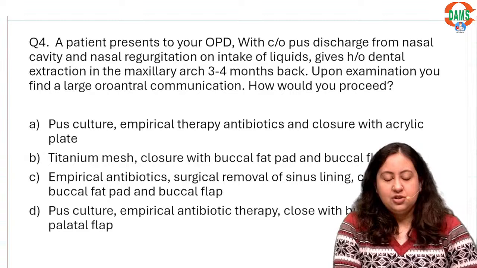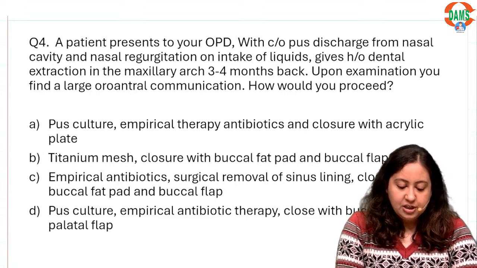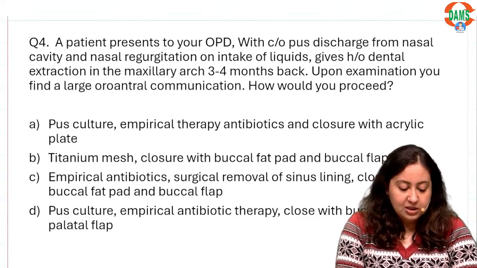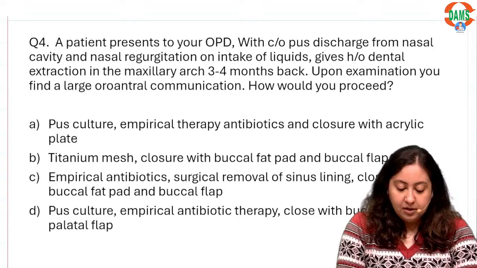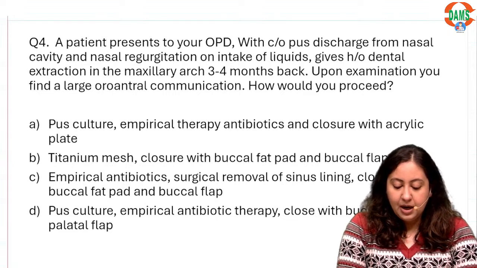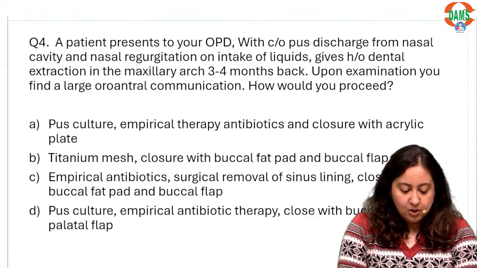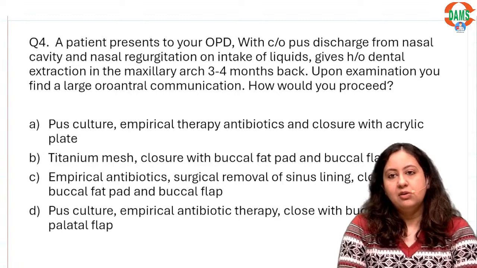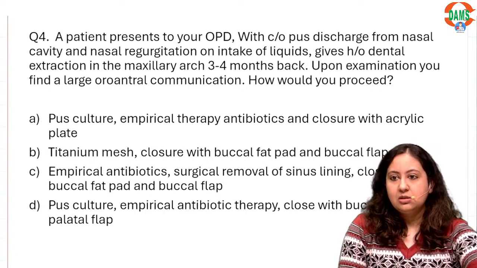Now let's come to the next question. Question 4. A patient presents to your OPD with complaints of pus discharge from the nasal cavity and nasal regurgitation on intake of liquids. Gives history of dental extraction in the maxillary arch 3 to 4 months back. Upon examination, you find a large orodental communication. How would you proceed? Option A is pus culture, empirical antibiotic therapy and closure with acrylic plate. Option B is titanium mesh, closure with buccal fat pad and buccal flap. C is empirical antibiotics, surgical removal of sinus lining, closure with buccal fat pad and buccal flap. And D is pus culture, empirical antibiotic therapy, close with buccal and palatal flap. What would be the best option that you would pick from this? Please let me know the answers.